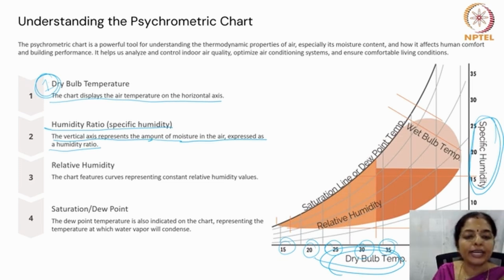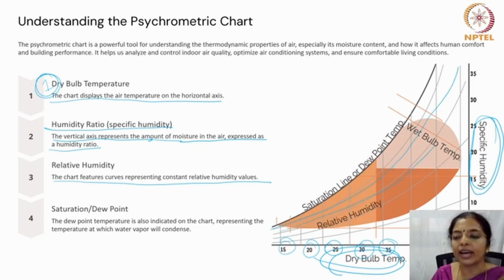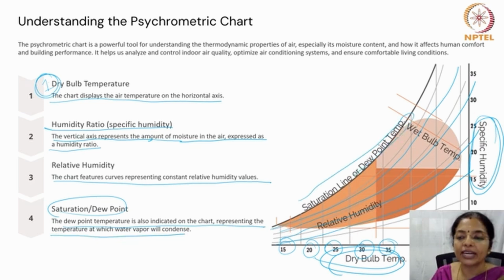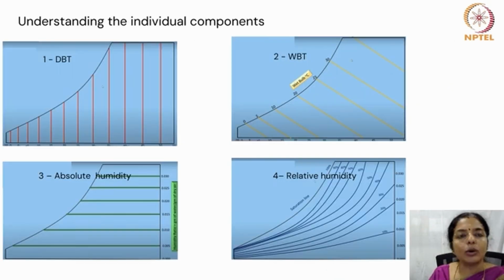For relative humidity, the chart features curves representing constant relative humidity values. So these are the relative humidity values, which are shown as curved lines on the chart. The saturation or dew point temperature is indicated on the chart, representing the temperature at which water vapor will condense. So this is the dew point represented on the chart. Let us now understand the individual components of this chart.